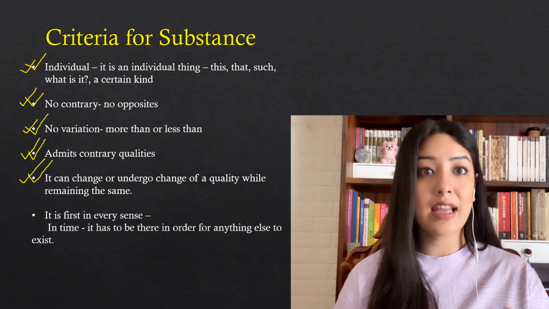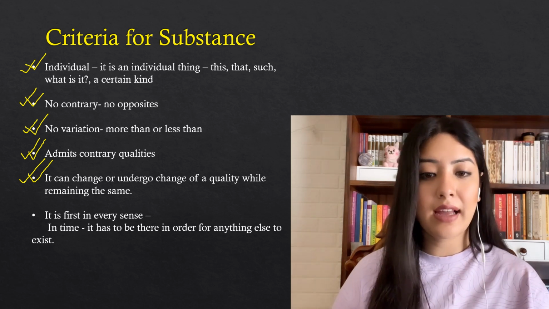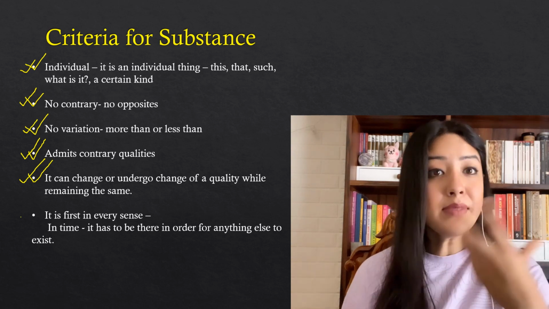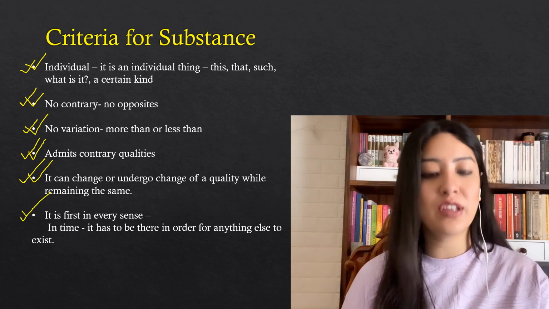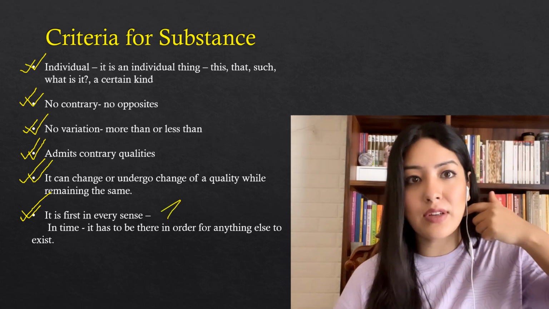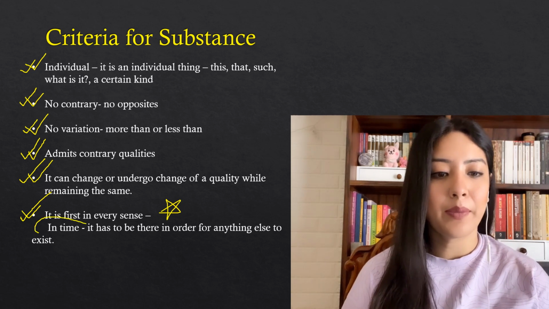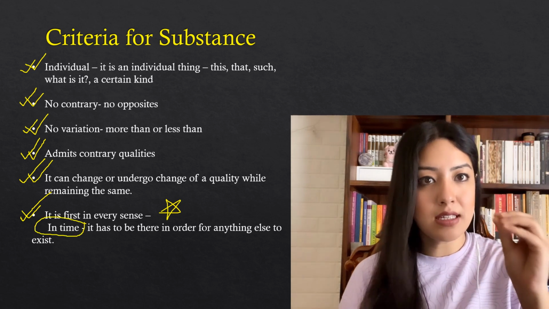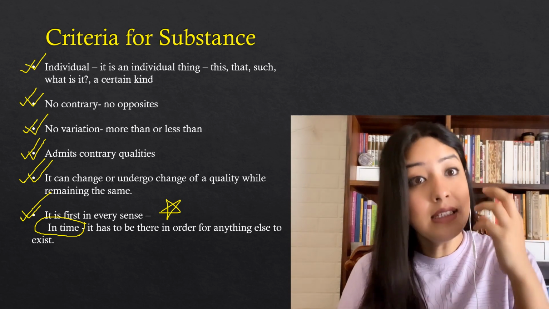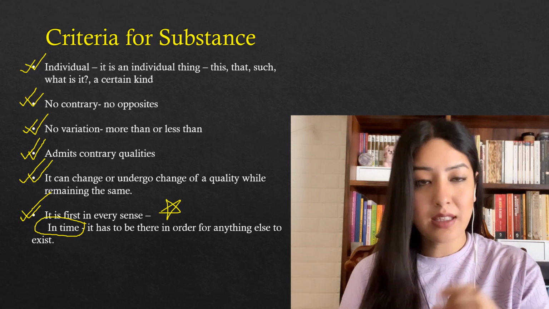So it is the first in every sense. What I mean by this is Aristotle says that substance is primary. It is the primacy of substance. It is the first in everything. How do you think a substance is first in every sense? Let's look at this. Substance is first in time, it is first in knowledge, and it is first in definition. This is what he says.